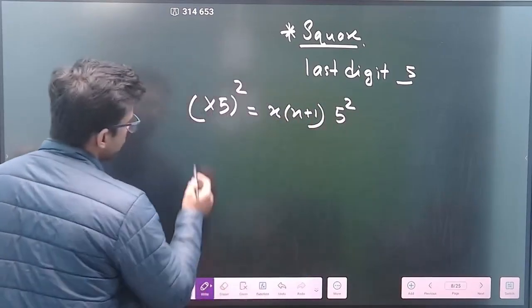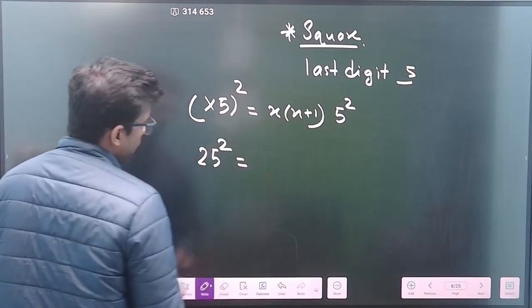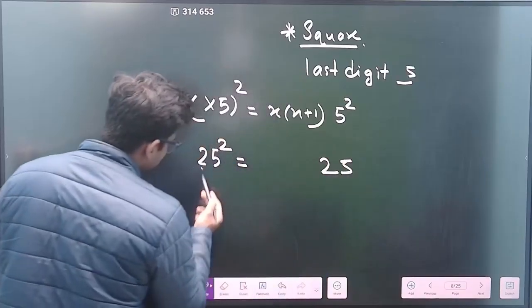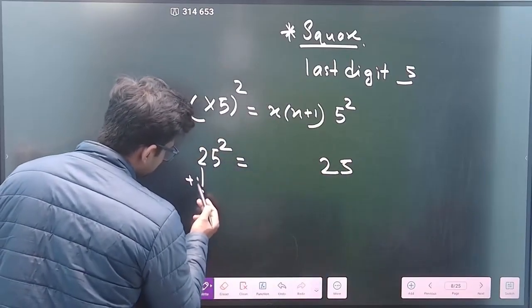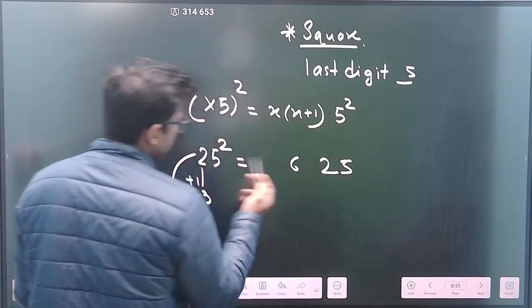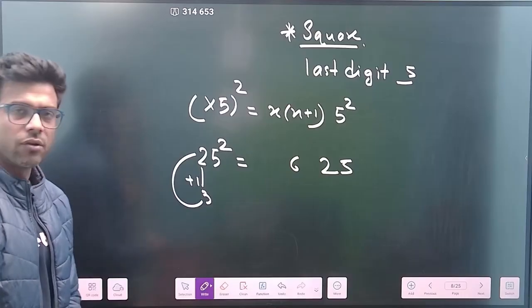Suppose I ask you what is the square of 25. Then you would say that the square of 5 is 25, correct? Add 1 to this number, which is 2. If you add 1, this becomes 3. 3 2s are 6. So the square of 25 is 625. Is it right? I hope this makes sense to everyone.